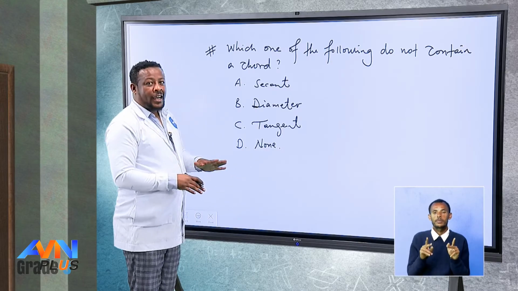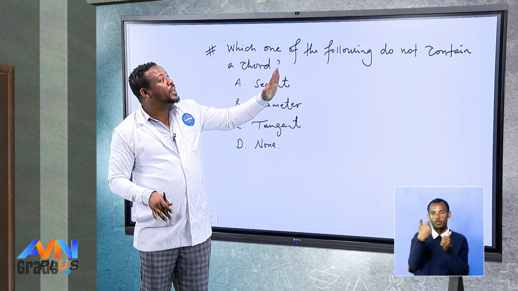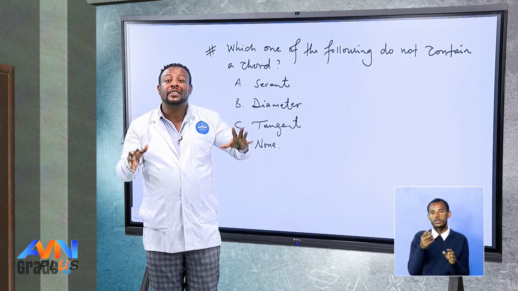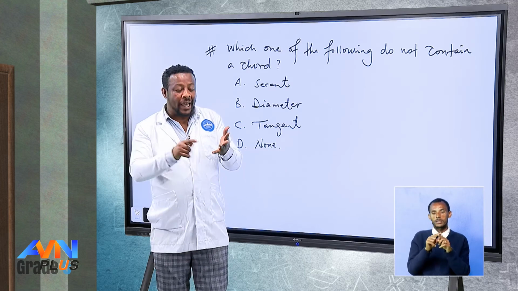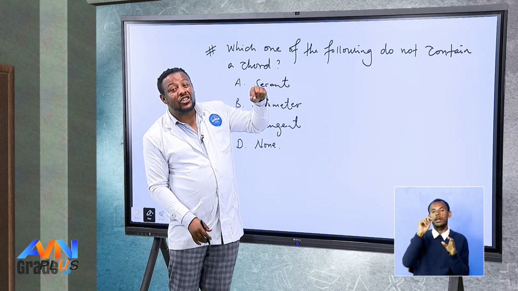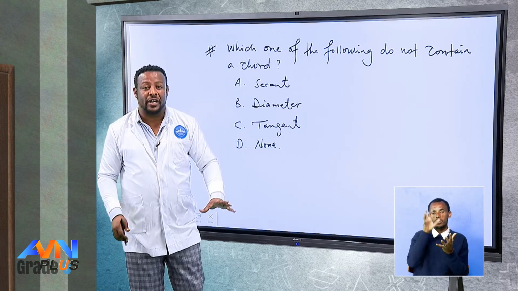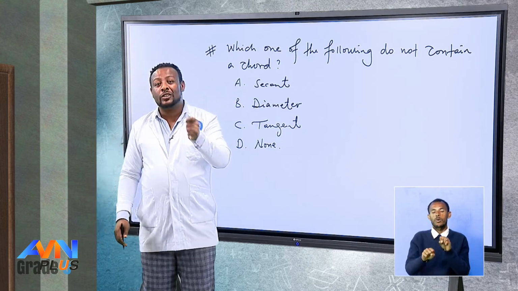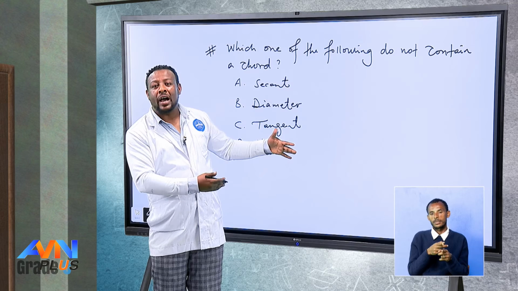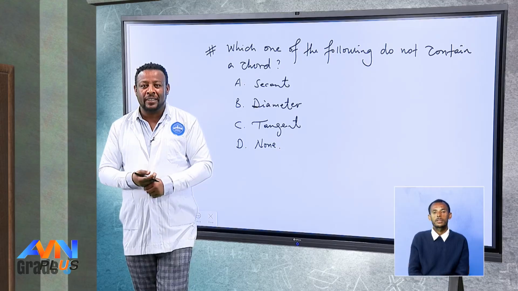Okay, let me repeat what the question is saying. Which one of the following do not contain a chord? We have seen different terminologies regarding circle, like chord, diameter, secant, and tangent. So in this question, you are asked which one of the following do not contain a chord. So, think of this question. I will give you 30 seconds to think of the answer. Then we will have a common discussion. Okay? Just think of it.